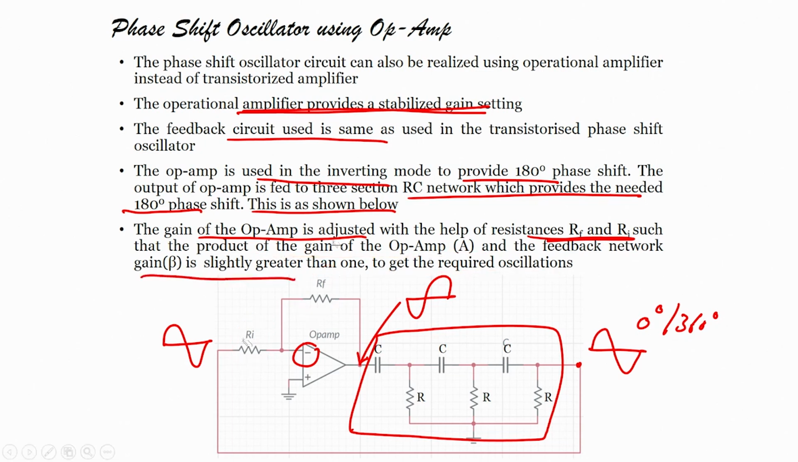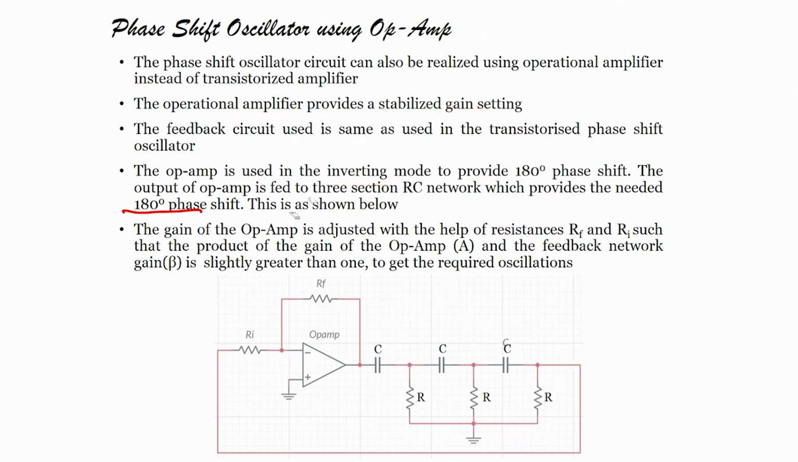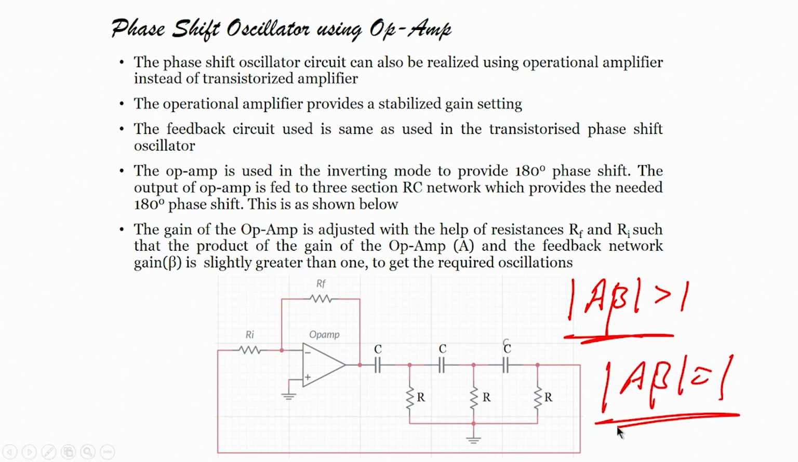That means, the same thing again and again we will say in a different fashion, that to start the oscillation, initially my A into beta is kept greater than 1. Once the oscillations are reached, my A beta should be equal to 1, right. So, this you can change by changing the value of RF and RI.